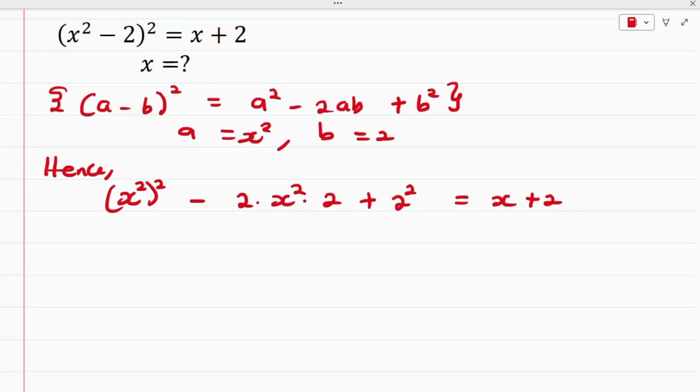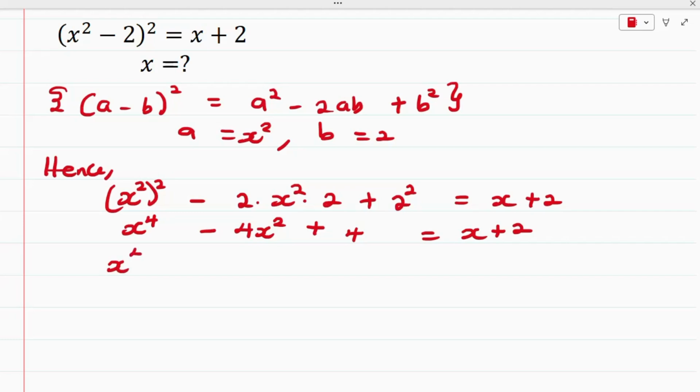Alright, so we have x raised to the power of 2 multiplied by 2 is x to the power of 4, minus 2 multiplied by 2 is 4. 4 multiplied by x squared will give us 4x squared, plus 2 raised to the power of 2 is 4, and this is equal to x plus 2. Alright, so from here we want to simply rearrange it and equate it to 0.